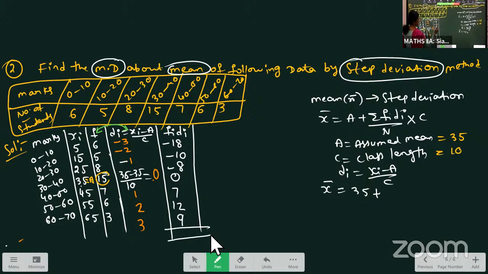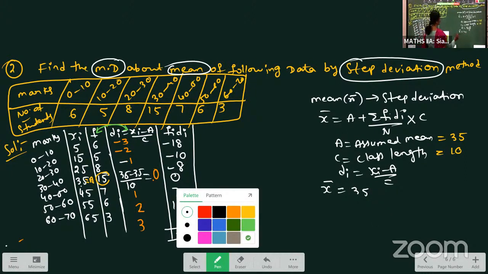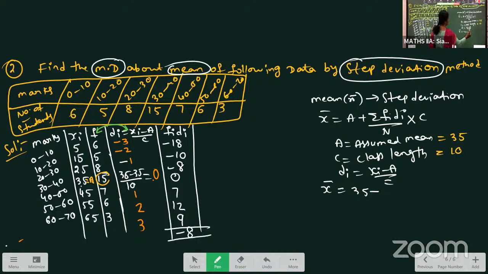Add them. -18, -10, -28, -8, -36. Keep it separate. Then add the positive ones. 12 plus 7, 19 plus 9, 28. -36 plus 28 is -8. So total we are getting sigma Fi di value is -8. So come to the formula and substitute. 35 plus, the sigma Fi di value we got is -8.